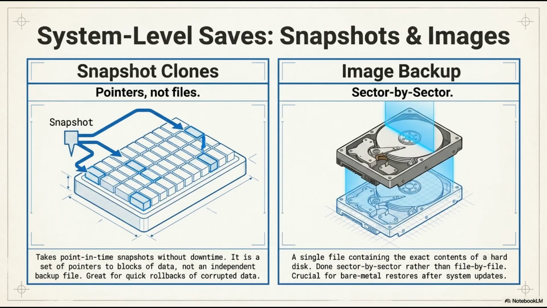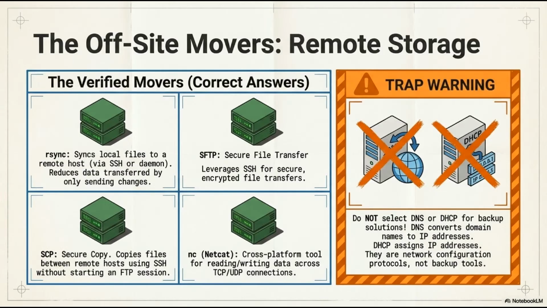Ah, right. An image backup, on the other hand, is the sector-by-sector full file of a hard disk we talked about with dd. It takes the entire disk, operating system and all, and wraps it into one massive file that you can restore onto a brand new empty computer. Which perfectly transitions us to slide 11, the offsite movers, remote storage. Yeah. Because keeping your image backups in the same room as your server is a terrible idea if the room floods. A very bad idea. We need to move them across the network.